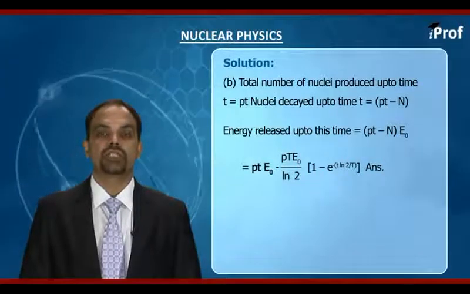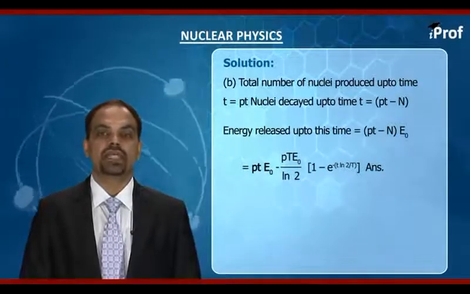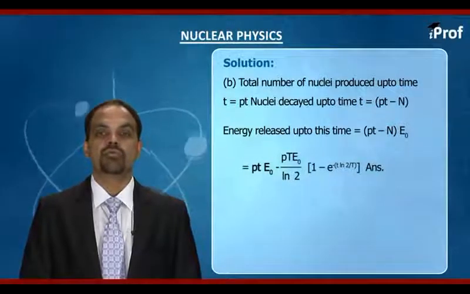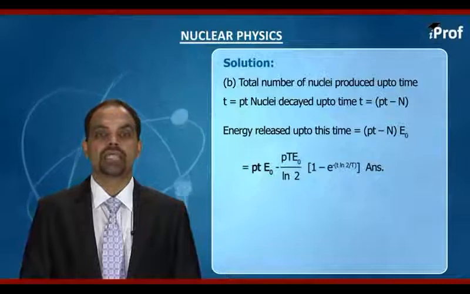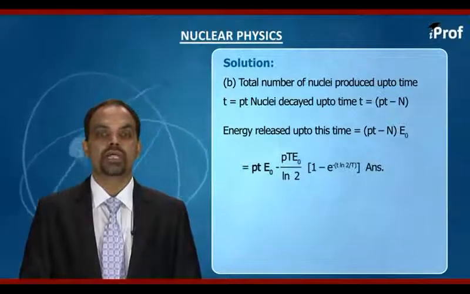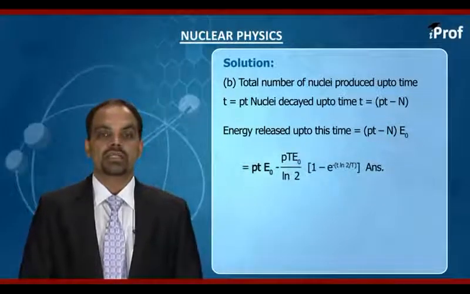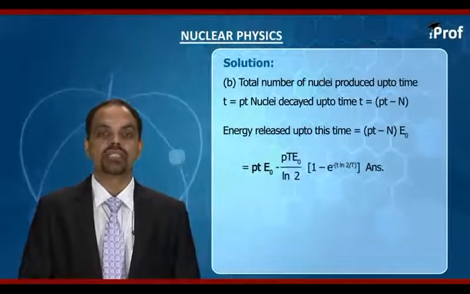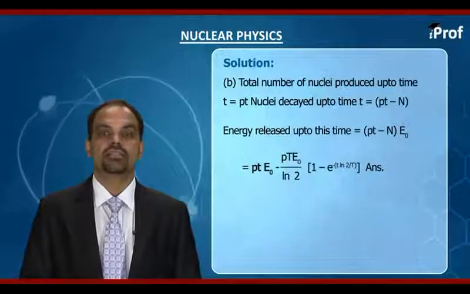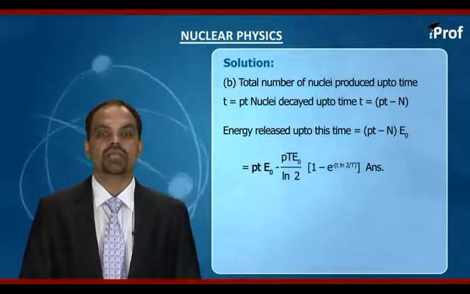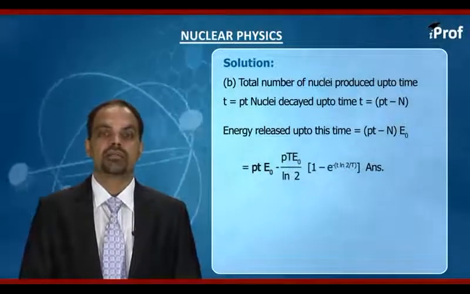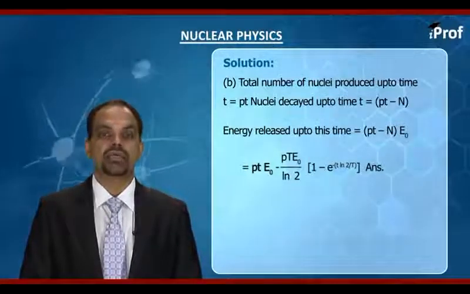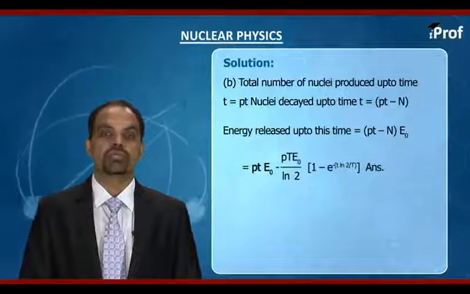Now making substitution for N, which we have done earlier, that is number of nuclei left as a function of time, we get the expression for energy release up to time t. Now this was again a simple problem involving the definition of activity and the decay equation for radioactivity. And the most important part which goes in every problem is understanding what is given and what is to be calculated.